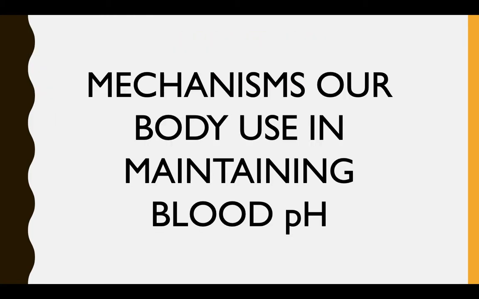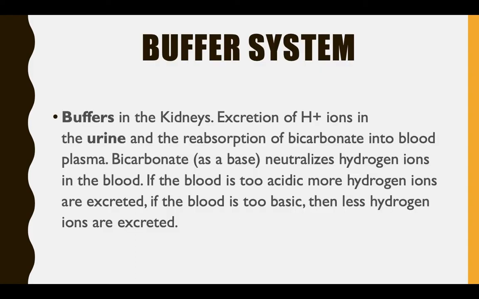So now, mechanisms. There are three mechanisms our body uses in maintaining blood pH. First is the buffer system: excretion of H+ ions in the urine and the reabsorption of bicarbonate in the blood plasma, wherein bicarbonate neutralizes hydrogen ions in the blood. If your blood is too acidic, more hydrogen ions are excreted, but if the blood is too basic, then fewer hydrogen ions are excreted.